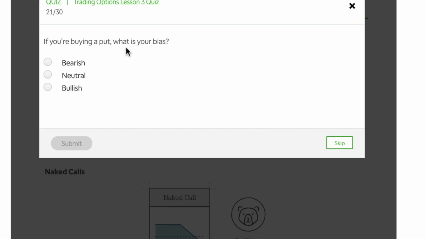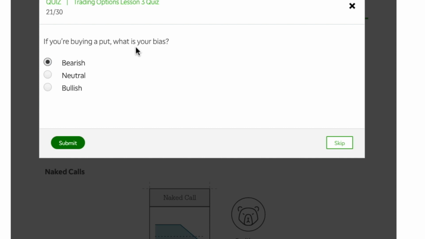If you're buying a put, what is your bias? If you're buying a put, that means you are buying the right to sell at a certain price because you're afraid it's going to fall below that price. So if you're buying a put, you are bearish, because once the price falls way below your strike price of that put, then you've made money.